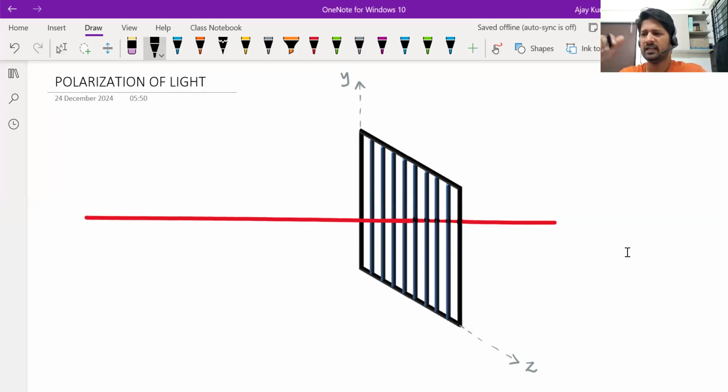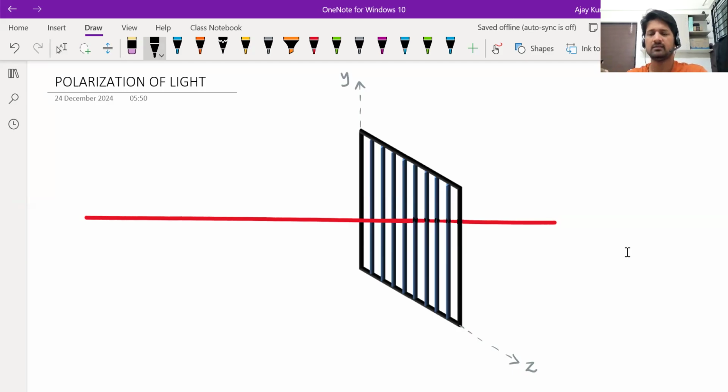Okay. In case of mechanical waves, the disturbance will be in terms of displacement of a particle from its mean position. Now, polarization of a wave means restricting the disturbance to a particular direction. Okay, that is what we mean by polarization.